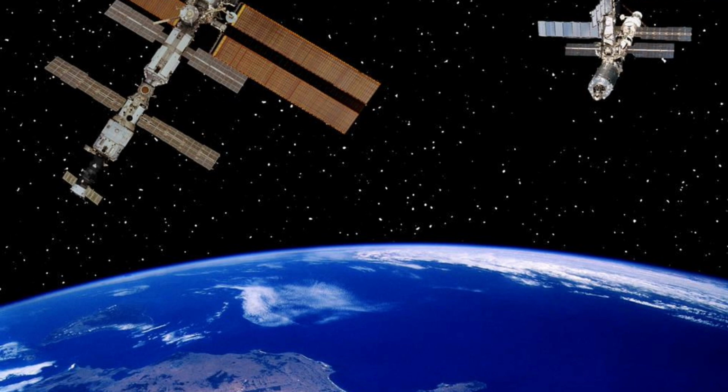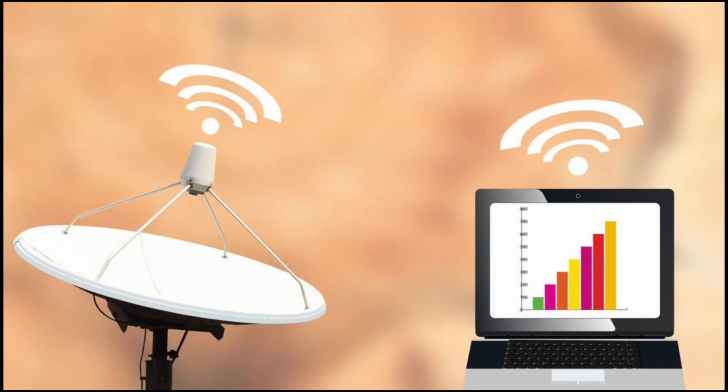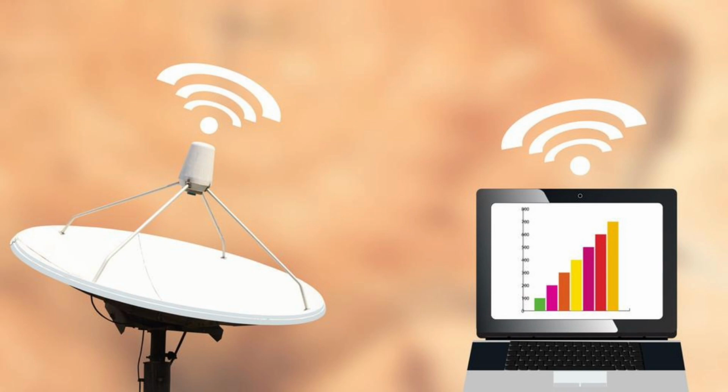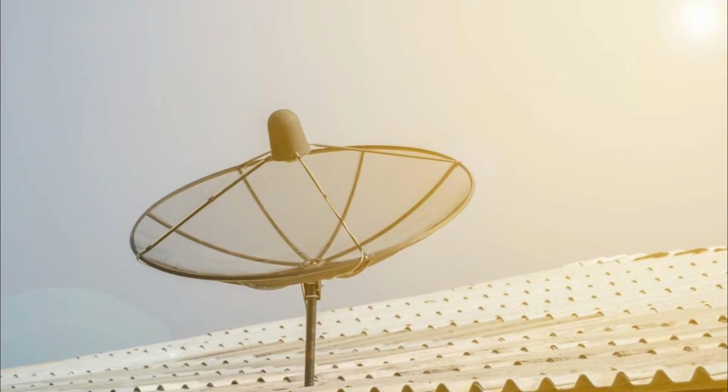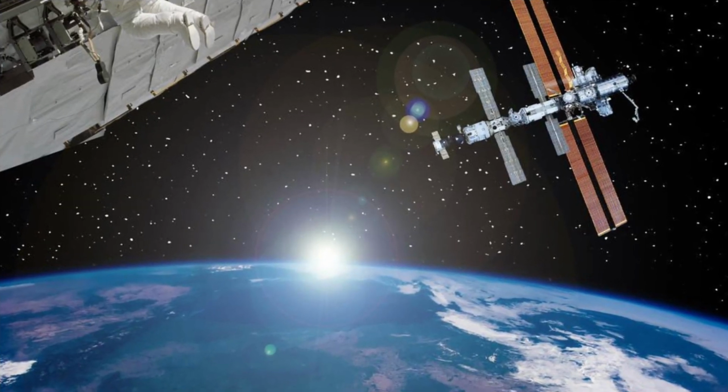Space stations are equipped with high-gain antennas for communication with ground stations on Earth. These antennas are often parabolic in shape and can be steered to track the movement of the space station and maintain a stable communication link.